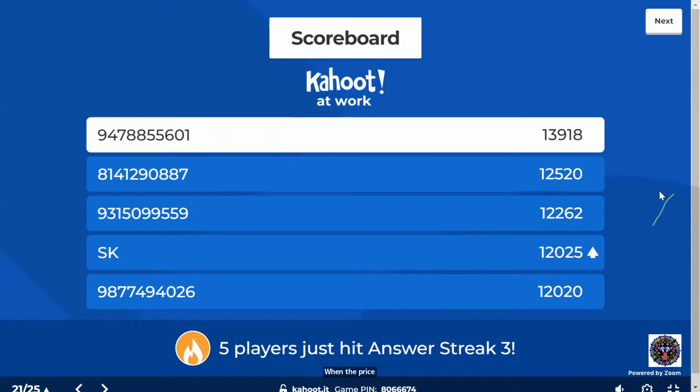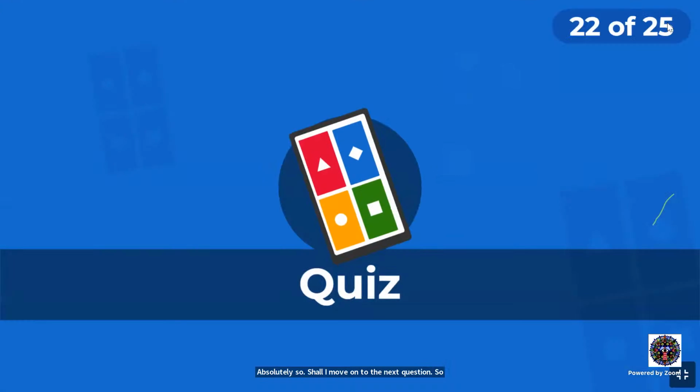So my suggestion, as a person who likes to answer on Kahoot, is that for the next few questions, if you want to hit the top 5, answer fast. Don't care about right or wrong, just answer fast. And 9559 is also back. And people who are in the first 3 positions, try to maintain your position to get a chance to win the prize. Absolutely, sir. Shall I move on to the next question? Yes, please.